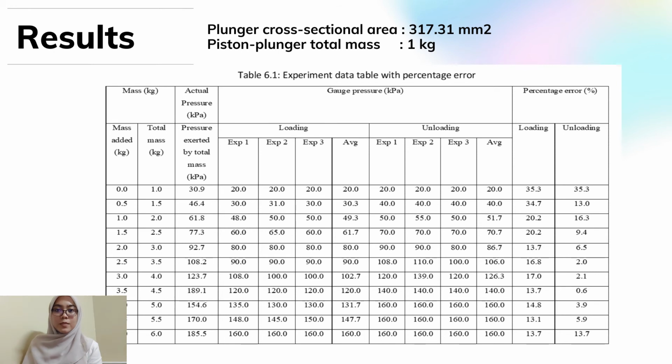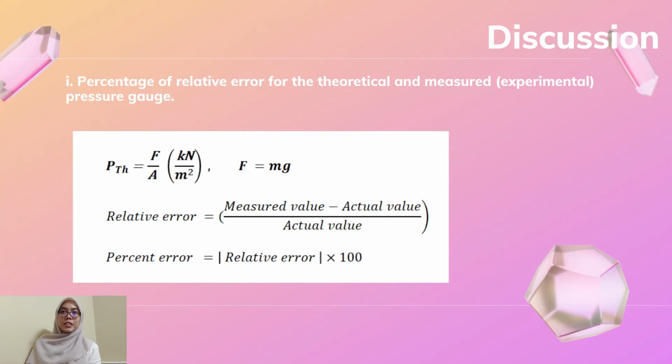Constant data for this experiment is the plunger cross-sectional area, which is 317.31 mm squared, and the piston plunger total mass, which is 1 kg. Okay, next, the first discussion is the percentage of relative error for the theoretical and measured pressure gauge, which is experimental.